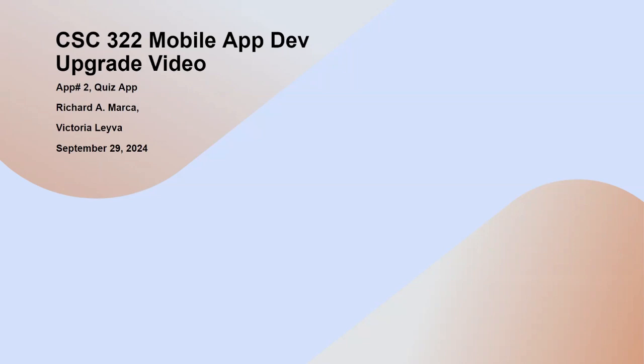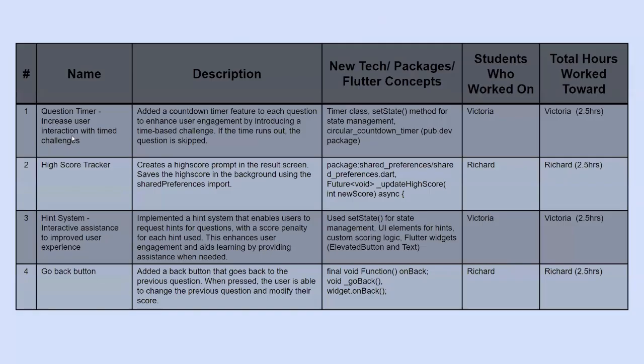And this is our CSC 322 mobile app development upgrade video for the second app, the quiz app. And this is a basic summary of all the upgrades we did on this assignment.